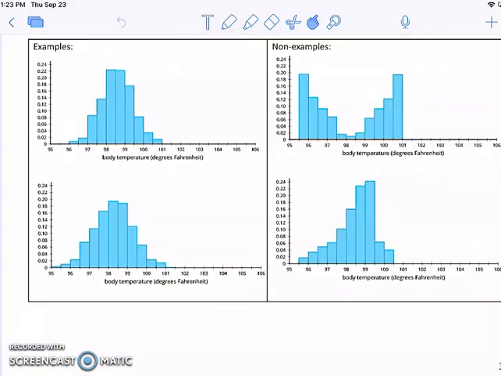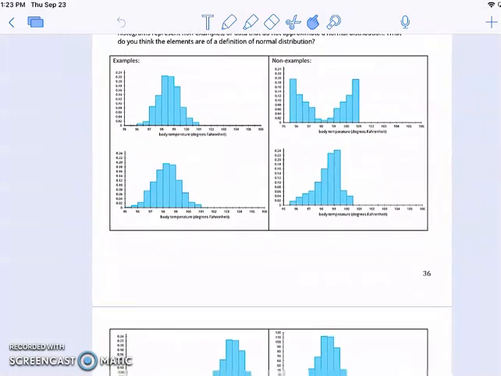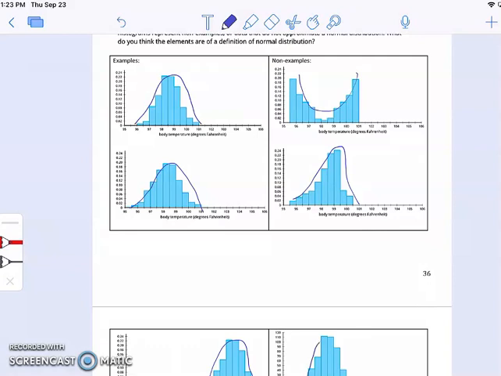So if you take a look at this, what makes something normal? We call this a bell curve. This one is a U, this one is not symmetric, and this one looks symmetric as well. So we could maybe even say that there are 4 of them, but to be normal, it should be perfectly symmetric.